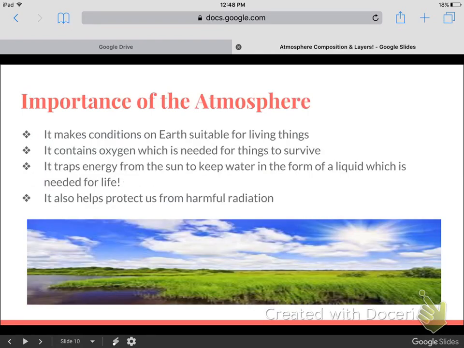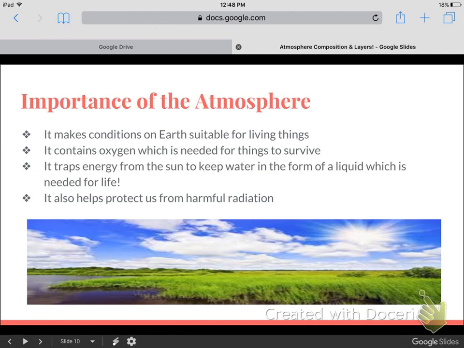So why do we have to learn about the atmosphere? Why is it important? A couple of reasons. It makes conditions on Earth suitable for living things. What I mean by that is the atmosphere is the main reason why we can breathe in oxygen or why we're not burnt to a crisp. Okay, so there's different layers in the atmosphere that provide these things for us to keep us living.